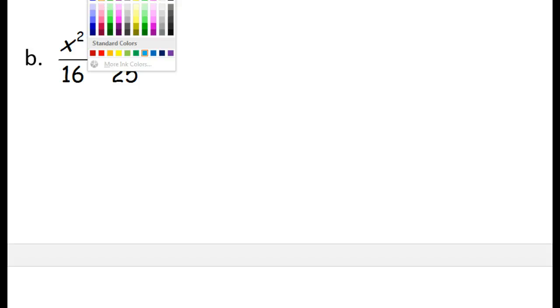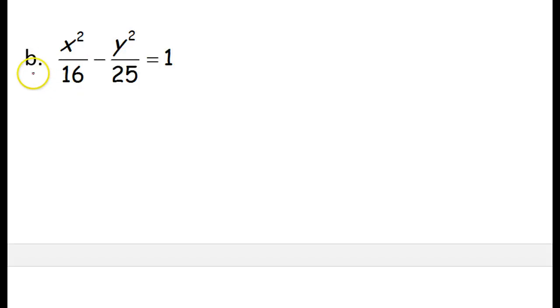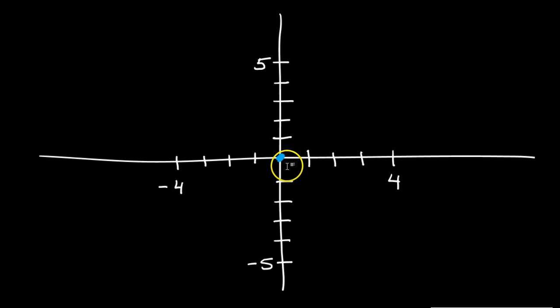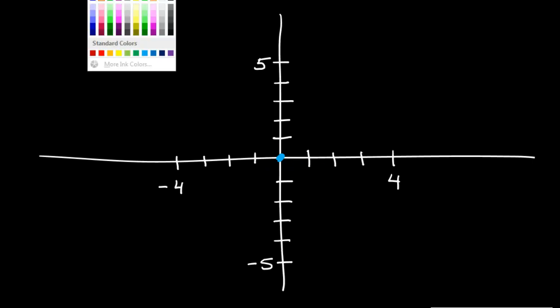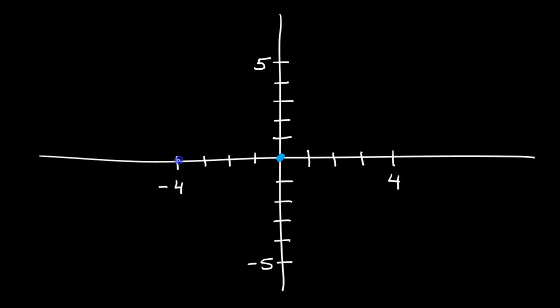Now we need the a value. The a value will lead us to the vertices, and we know that a squared is always going to be the denominator of the positive term, the one that should be first in standard form. So that means that a is 4. So notice that the 16 is with the x term. That's why when I do my plus and minus 4, I will do it in the x direction, to the left and to the right.